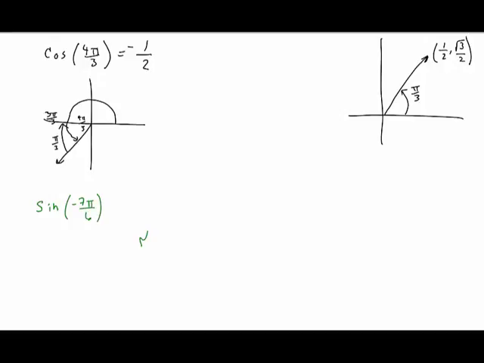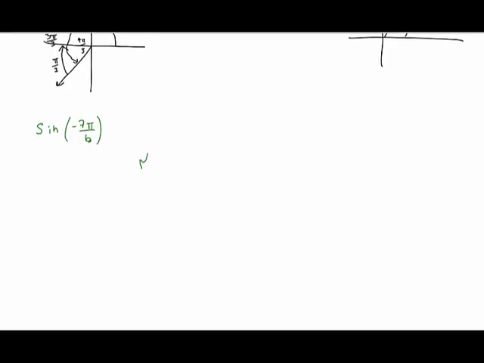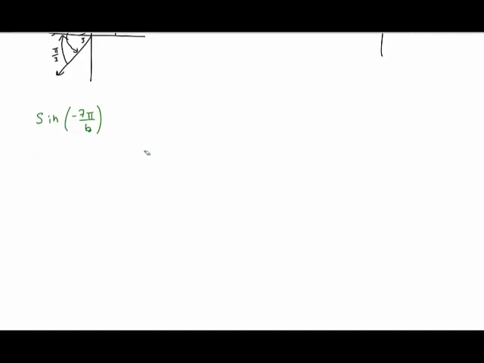Again, I'm going to graph this first, figure out which quadrant I'm in, and then from there I'll figure out if my sine of negative 7 pi over 6 is positive or negative. Now I'm starting at 0, and then I'm moving in the negative direction because it tells me I should. So negative 7 pi over 6.